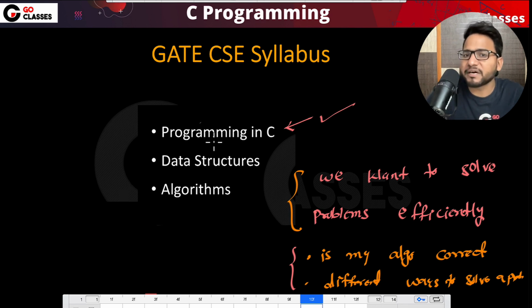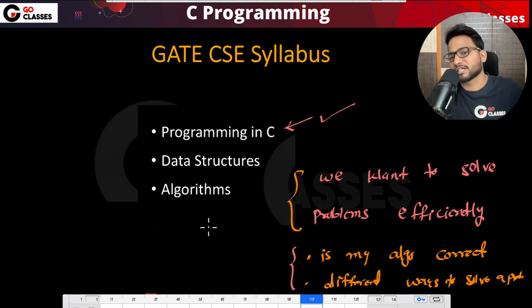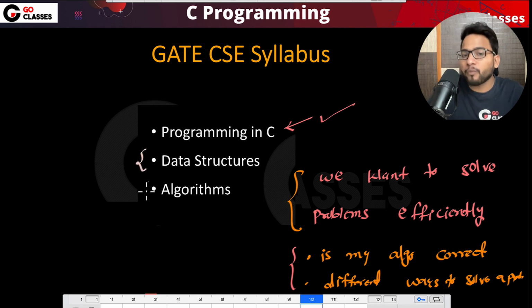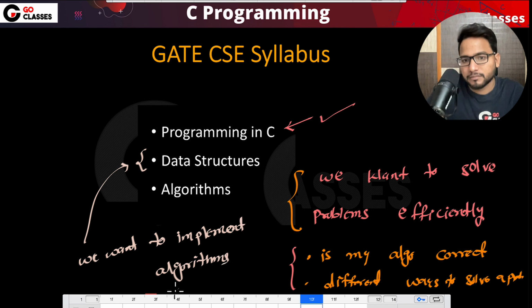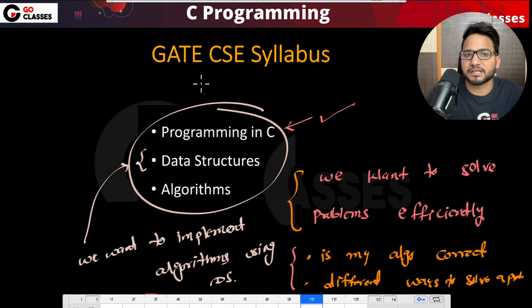Then why do we need data structures at all? To implement algorithms, there are data structures which are needed, like array, heap, hashing, linked list, or some other data structure you might need. So that's where we need data structures, because we want to implement algorithms using data structures, right? Okay, so that's where we need these three subjects.